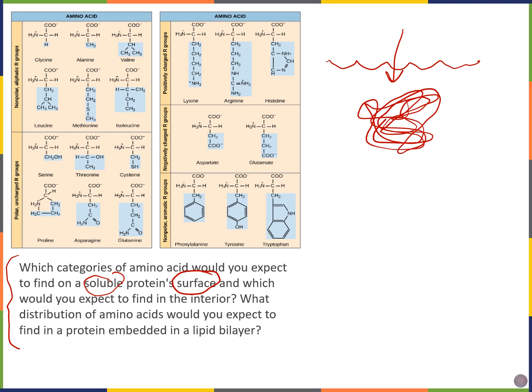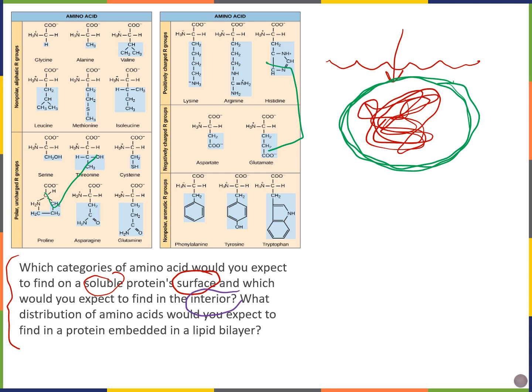So what kind of side chains would I expect on the surface? If the surface is facing the water, I would say the R groups that are facing the surface where the water is will probably be charged or polar. What about on the interior? Anything in the interior is probably purposely facing away from the water because they don't like water. So it could be anything that is nonpolar.